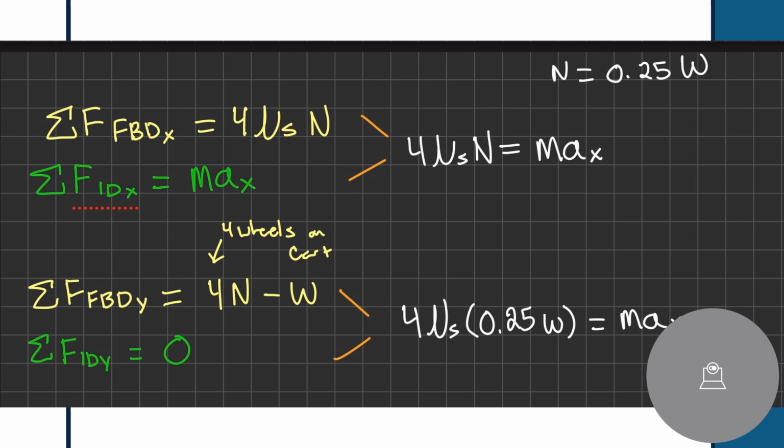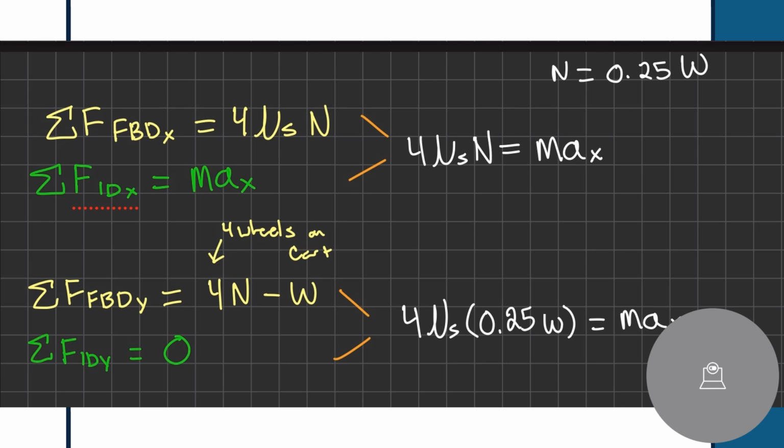Again, for the sum of the forces in the inertial diagram in the x direction, we have mass times acceleration in the x. Now, when we put these equations together for our equation of motion in the x, we have 4 mu s times the normal force is equal to mass times acceleration in the x. And then continuing forward, for our y direction, the free body diagram in the y is equal to 4 times the normal force minus the weight, as they go in opposite directions and oppose each other. Again, 4 because of the four wheels on the cart, that's self-explanatory at this point.